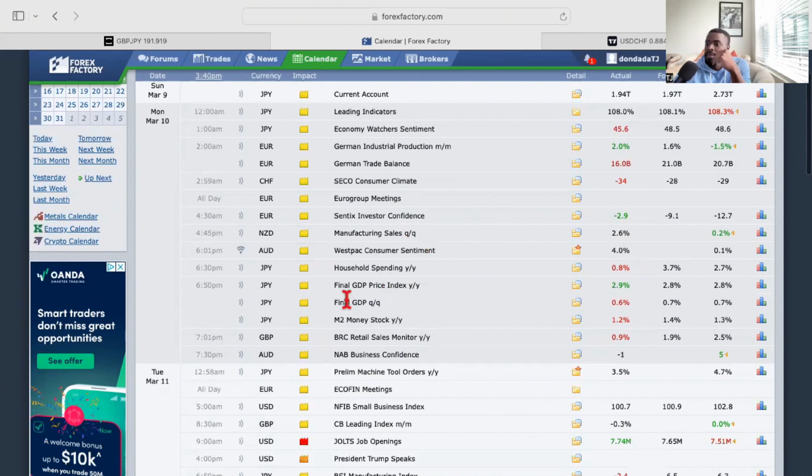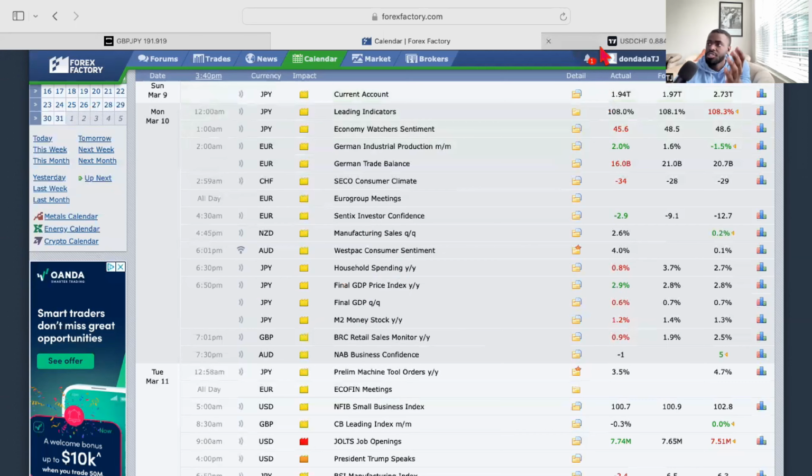2025. We had final GDP price index, final GDP quarter to quarter, final GDP price index year to year, final GDP over quarter to quarter, and the M2 money stock year to year. Imagine it's 6:30, 6:45, and at 6:30 we had household spending as well. That's the most important data coming out before the Tokyo session, which starts at 7 p.m. here, Central Standard Time.